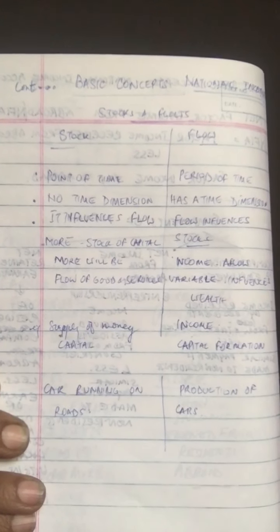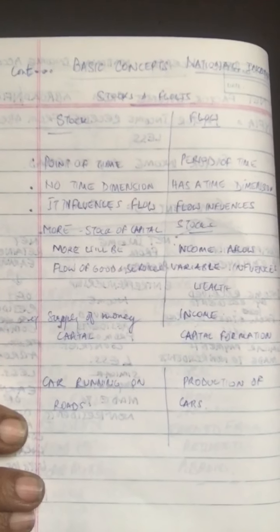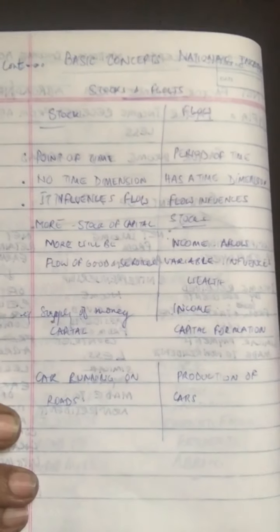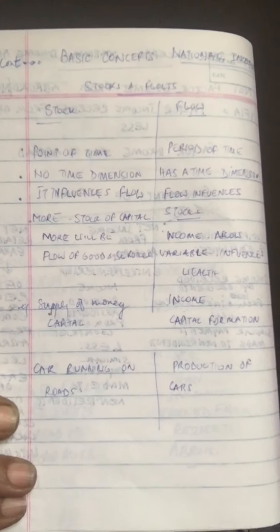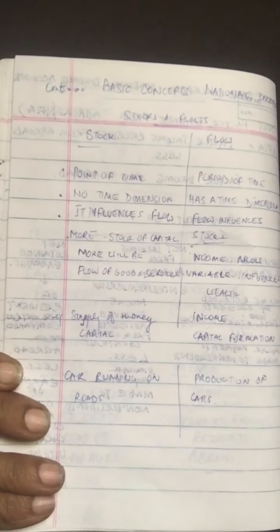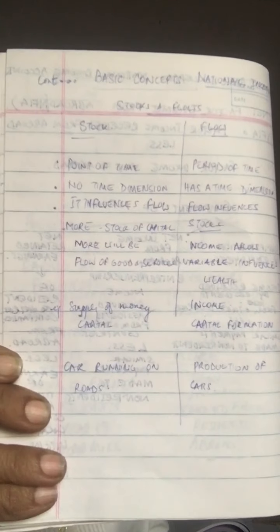So if I talk about bank deposits, again that's a stock. But if I talk about interest on the deposits, then that becomes a flow. If I talk about the machinery in a factory, that is a stock, but if I talk about depreciation, that becomes a flow.